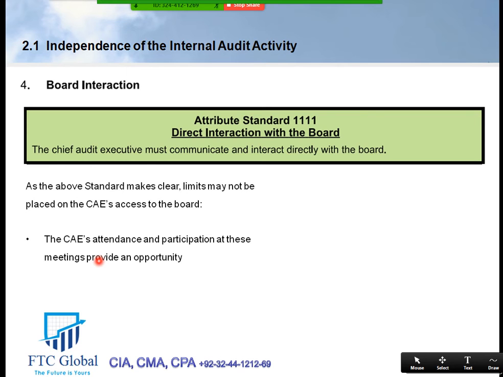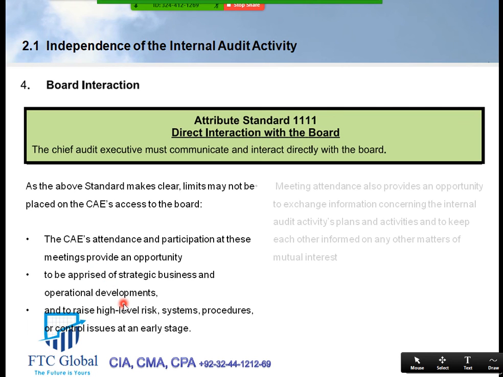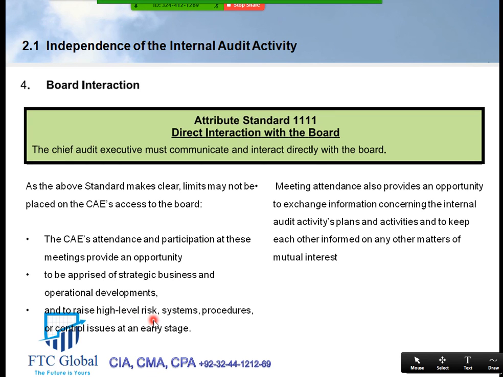The board must be apprised of any issues arising at the earliest stage possible, because it is always easy to control a problem that is in the early stage. If it is reported late, then that report has no utility, no benefit for the audit committee. So any issue regarding systems like risk management, procedures, any issue with the business strategic formulation, has to be reported to the board before it is too late. Because a delayed report is actually no reporting. That is exactly what it tells here: to be apprised of strategic business and operational developments and to raise high-level risk, system and procedure issues to control them at an early stage before it is too late.